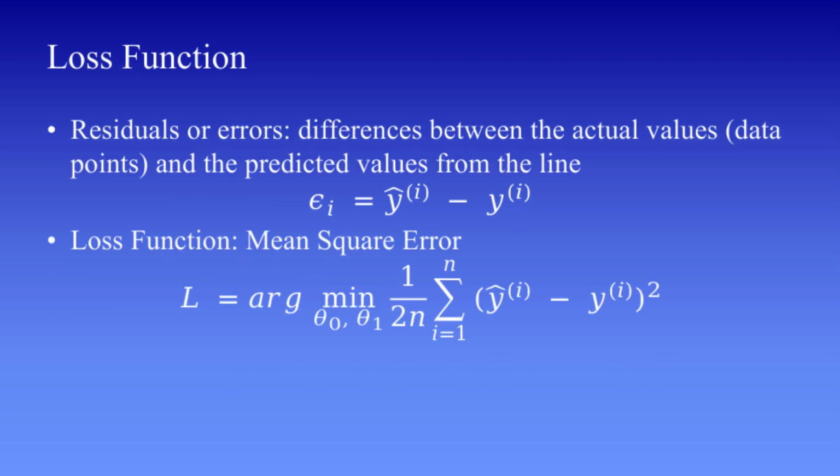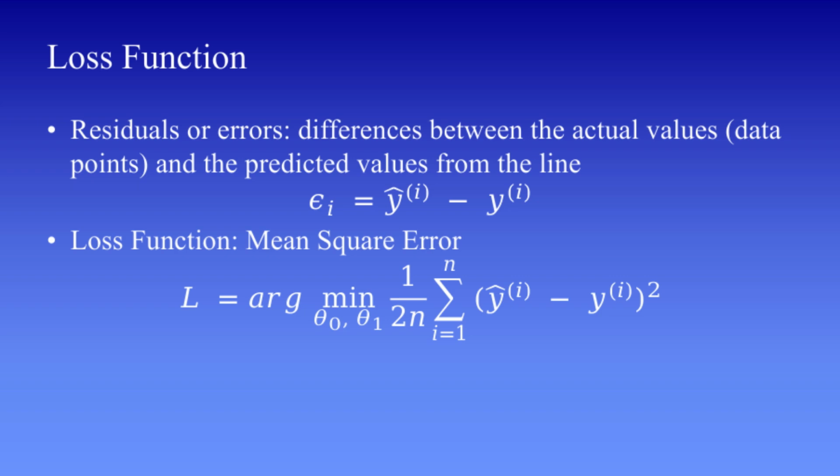Now let's understand the concept of the loss function in more detail, as shown on this slide. When we build a regression model, we make predictions using our regression line. However, these predictions are not always exactly equal to the actual values. The difference between the predicted value and the actual value is called the residual or error. Mathematically, this is represented as epsilon equals y predicted minus y. This error tells us how far our prediction is from the true value for each data point.